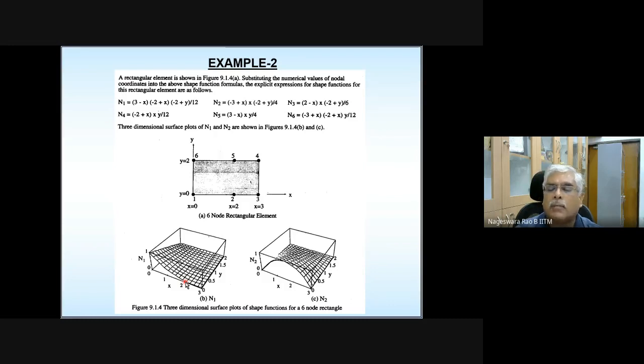So you need to plot this in Mathematica. Already some of the students are using MATLAB and Mathematica software, so I suggest you plot it and have a feel for it. So N1 is going to be 0 at node 2, and it's going to be 0 at nodes 3, 4, 5, 6. So that is one point. The other point is the variation of shape function N1 along the x direction. Along the x direction it should be quadratic, and the variation along the y direction should be linear. You can see here it's quadratic in the x direction, linear in the y direction. That is what is shown in the plot.